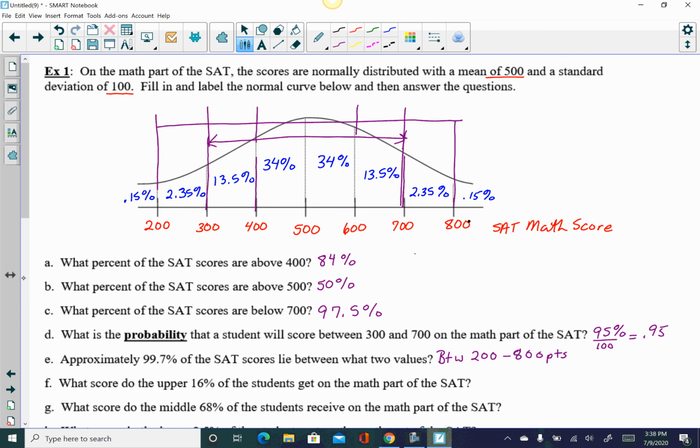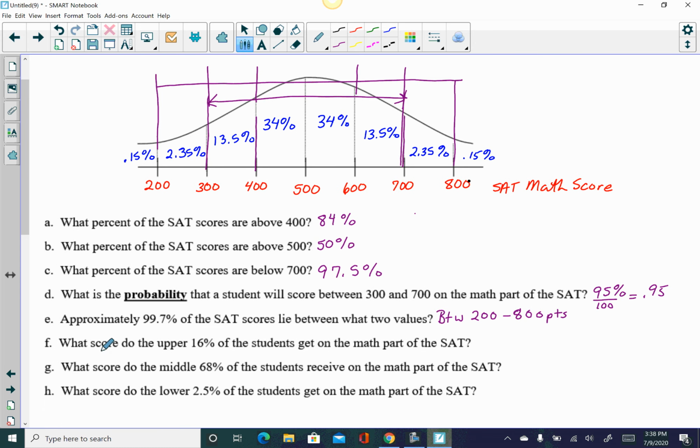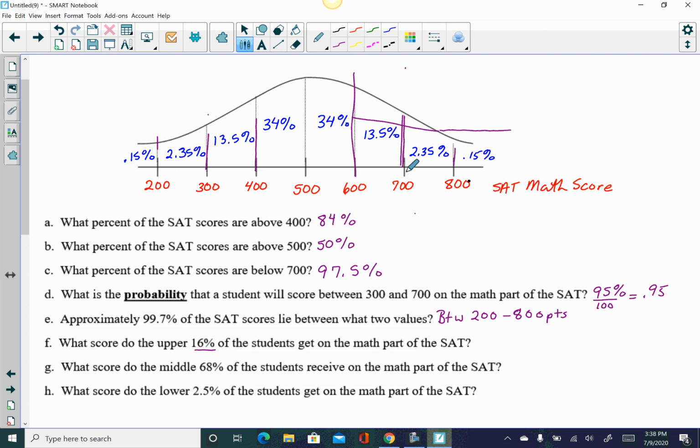Okay. Letter F wants to know what score do the upper 16% of the students get on the math part of the SAT. So I'll erase again. I've got a lot of marks here so that we can keep it all straight. Upper 16%, so when you say the upper 16%, you're talking about the right-hand side. So what needs to happen is you need to start here on the far right and take these rectangles and start adding until you arrive at the percentage that you're given. So I'm arriving at 16%. So I would have to add all the way up to here. And so that means that that would be a score of 600 or higher.